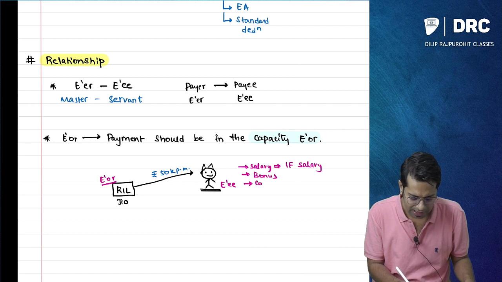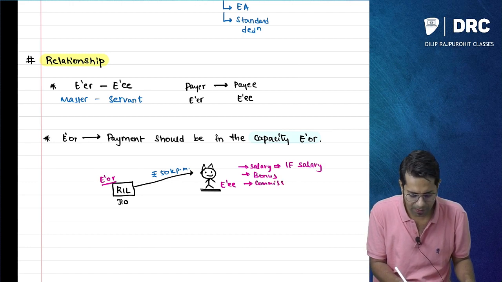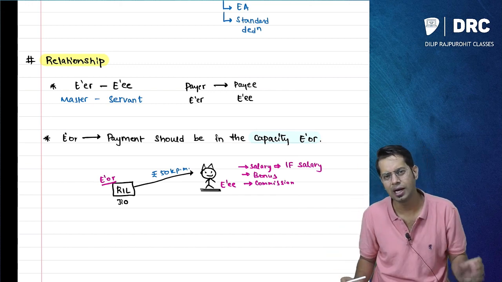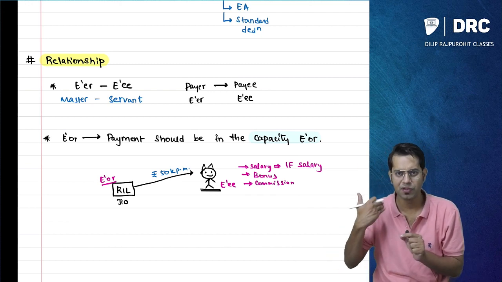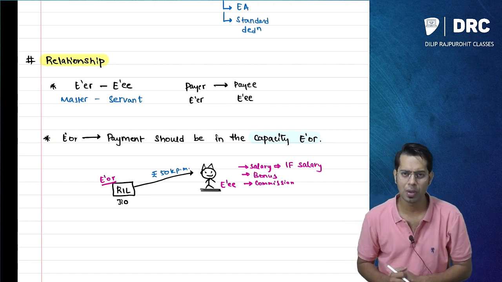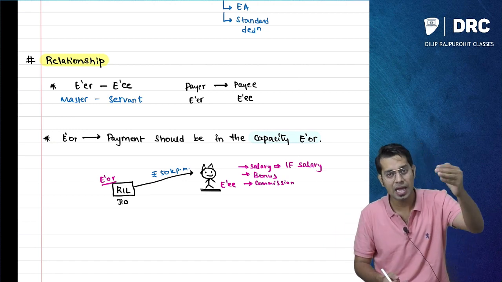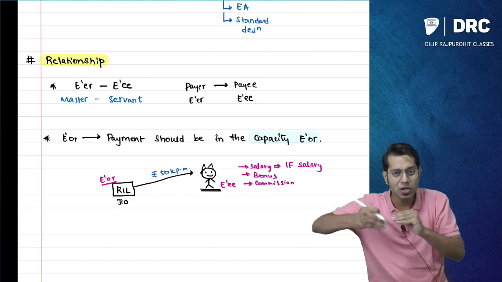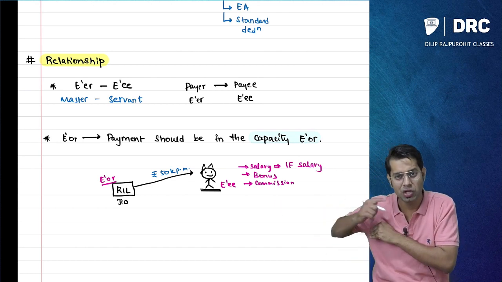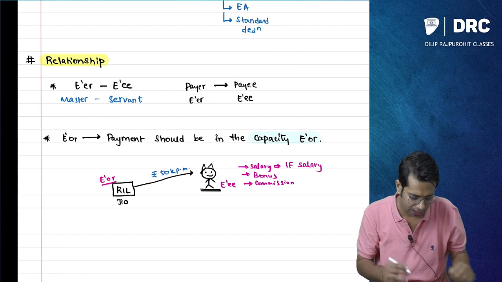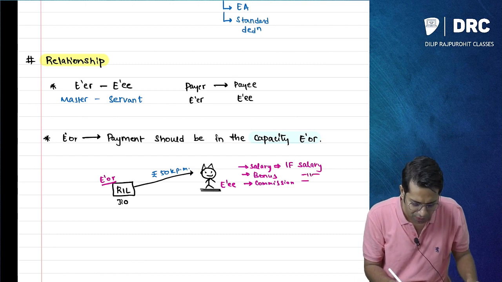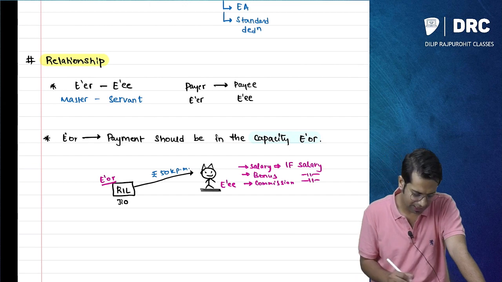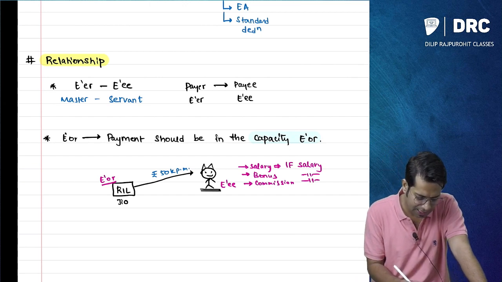It is paying me, say, commission. It says if you sell 100 SIM cards, you will get so much percentage of commission. If you sell 1000 SIM cards, you will get so much percent of commission. So apart from salary, I am also getting bonus and commission. Now this commission is also paid by Reliance Industry to me in the capacity of employer. So where will it be taxable? It will be taxable under the head salary.